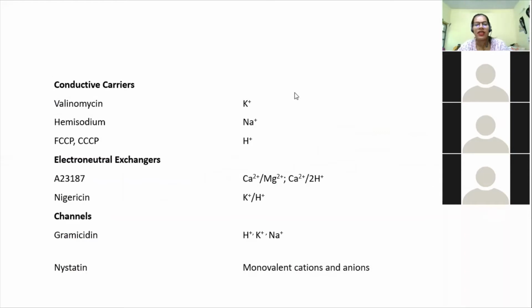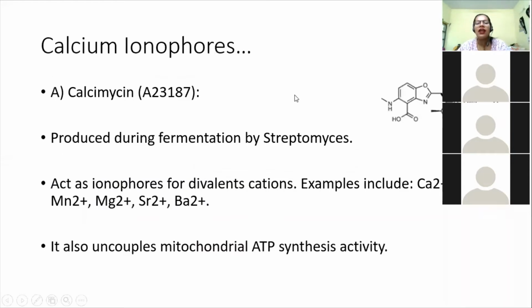Okay, so let's talk about the calcium ionophores. You can see the structure is also given. Don't worry, you don't have to study the structure. Nobody is going to ask you the structure. That's my guarantee to you. It is also called calcimycin or A23187. This is the name given by the company which synthesized it in the labs.